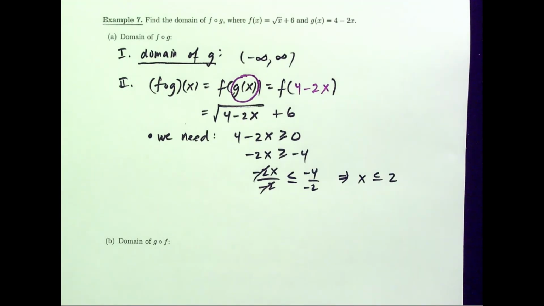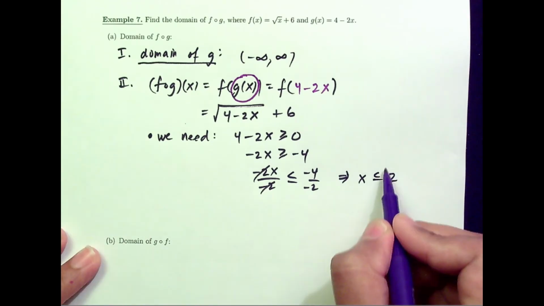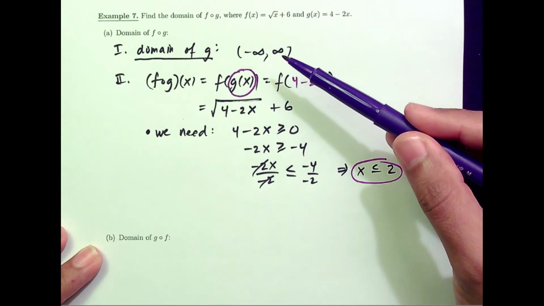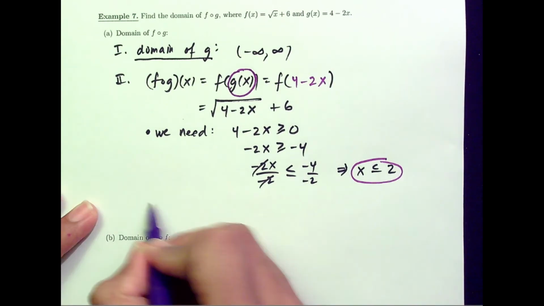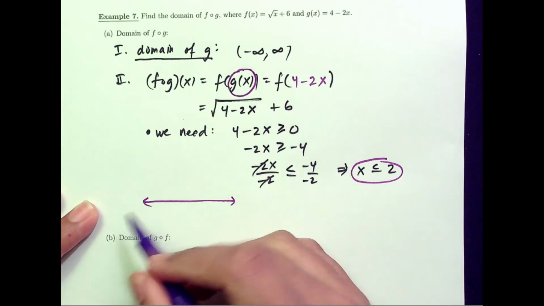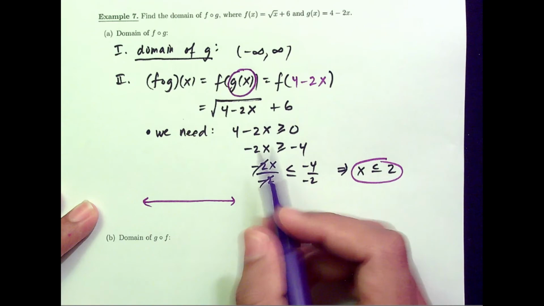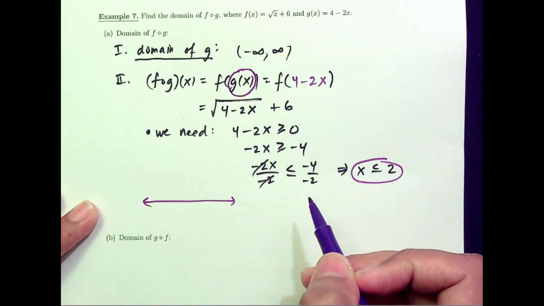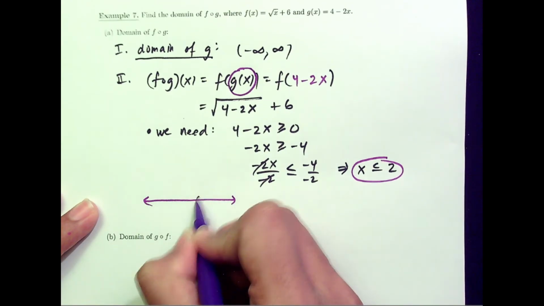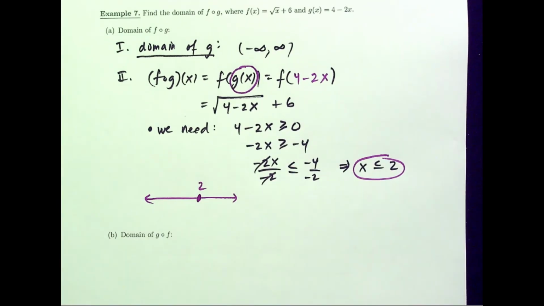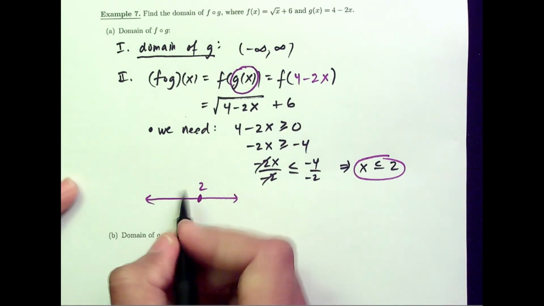Now we have to put both of these things together. The first part tells me the domain is everything. So you do a real line, and from the first part, that means you can use everything. The second part tells me I cannot use everything. I need to use only 2 and less. So this one tells me 2 is allowed, so fill it in, and less. So the second part tells me I can use only this part.